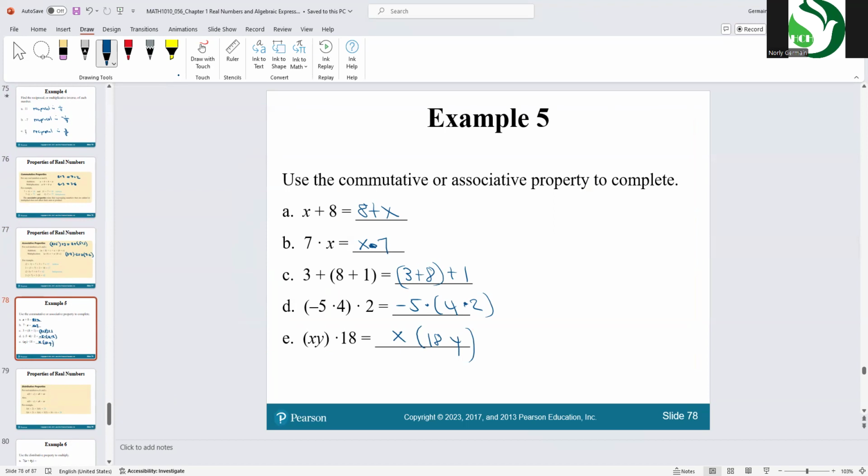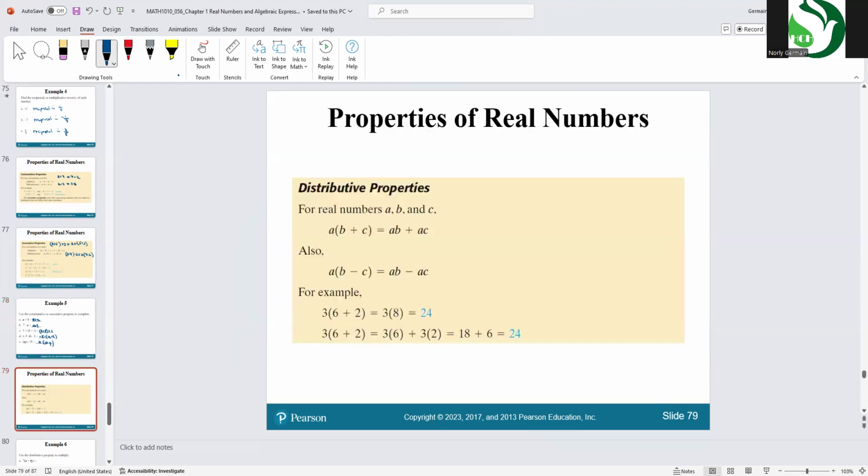One of the most important properties of real numbers you need to always remember is the distributive property. For real numbers A, B, C, having A, you need to distribute. That means you do A times B, that gives you AB. A times C, because there is a plus in the middle, that gives you AC.